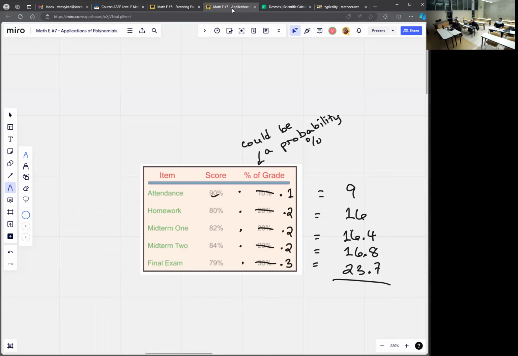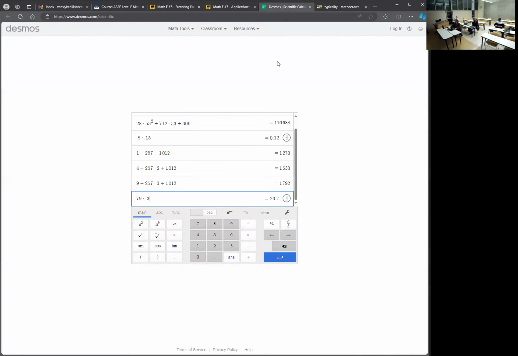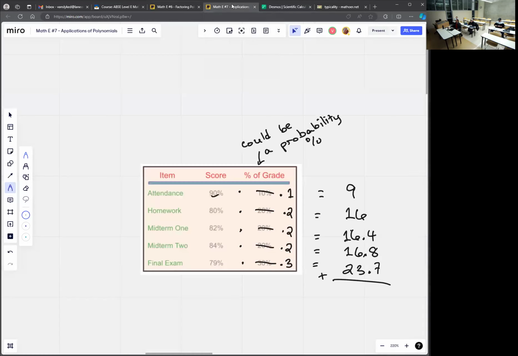Okay. So once I have all of those, then I add them all up. So 9 plus 16, maybe someone with a calculator is faster than me. 9 plus 16 plus 16.4 plus 16.8 plus 23.7. Did I forget one? I think that's all. So 81.9. So overall, my grade is 81.9. And whatever label you had in this column, percent, oranges, inches of rainfall, whatever, that's the label you get on your answer.